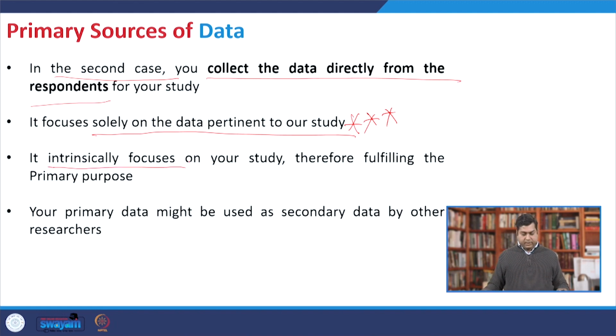In this case, it has the focus on your study, therefore fulfilling the primary purpose: it is the intended purpose, that I need this information and so I will collect it for my study. The primary data may be used as secondary data by other researchers. This is again some kind of overlap. Suppose I collect my information and wish that another researcher can also use this data to interpret it in a different way. It is not the same research that others will work on, but it is open: I have collected information and it is available on the site.